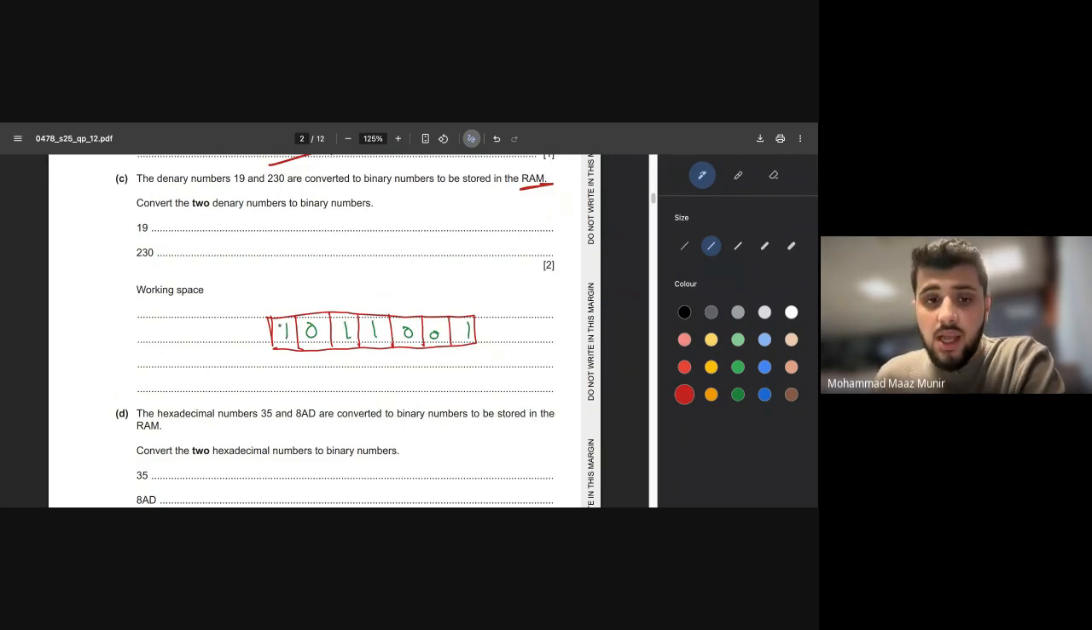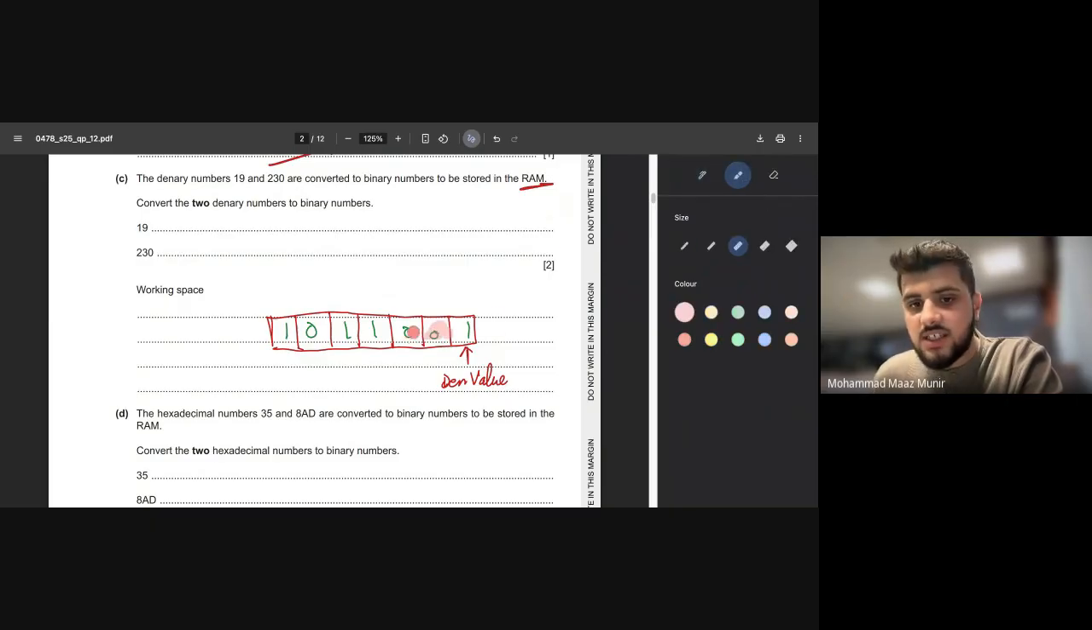Now, the important point to understand is, if you have watched the recorded lectures, you will know that every value in this specific register has a specific denary value, which means every slot, like this position, has a specific denary value, and that value is different from this, is different from this, and this.